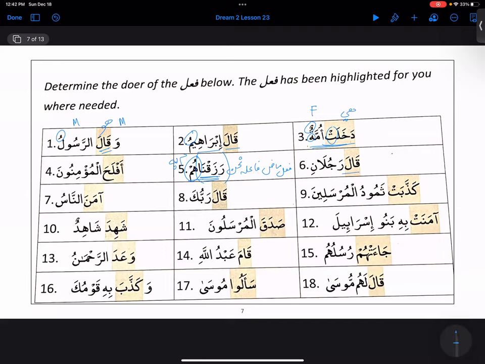Qala rajulani. Outside doer. Because Qala is a huwa version. Yes. Rajulani. And now we need to check, is rajulani rafa? Is it rafa? Yes. Yeah. So it is matching. So that's why we say, how are we going to translate?